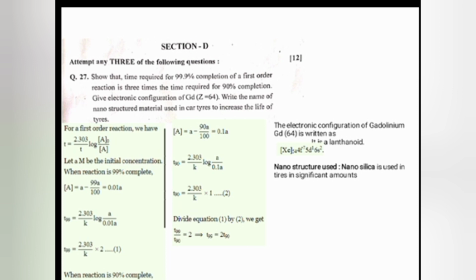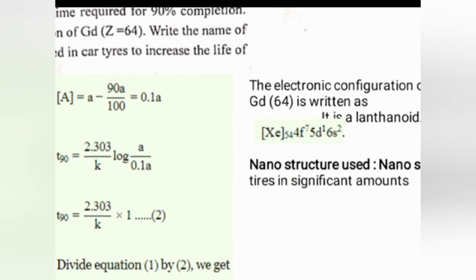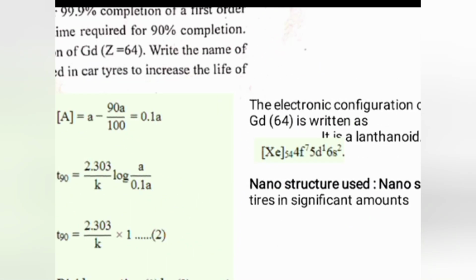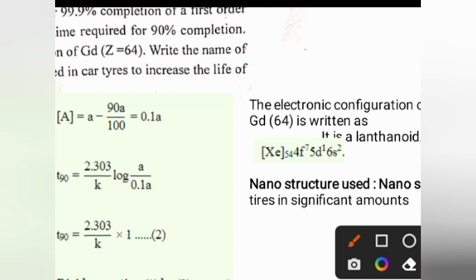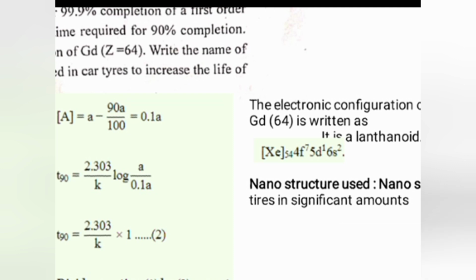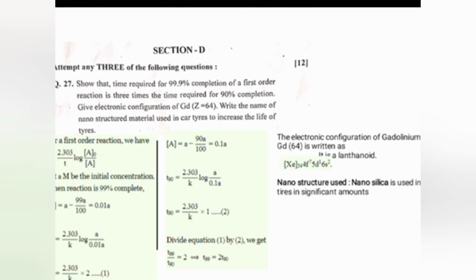The general electronic configuration of gadolinium, atomic number 64, is 4f7, 5d1, 6s2. So it is an exceptional electronic configuration. And one more question they are asking in the same: what is the name of the nanostructure material used in car tires to increase the life of tires? Nanosilica they are utilizing in the tires.